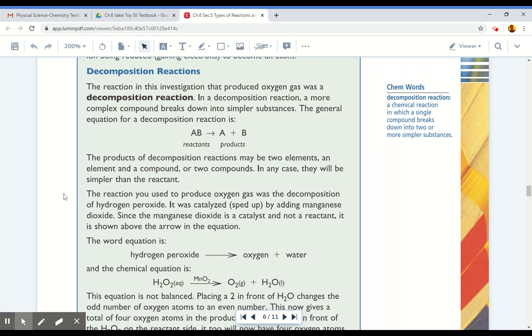The reaction you used to produce oxygen gas was the decomposition of hydrogen peroxide. It was catalyzed or sped up by adding manganese dioxide. Since the manganese dioxide is a catalyst and not a reactant, it is shown above the arrow in the equation. The word equation is, and the chemical equation is, okay, there's your catalyst. That's why it's up there. That's a catalyst.